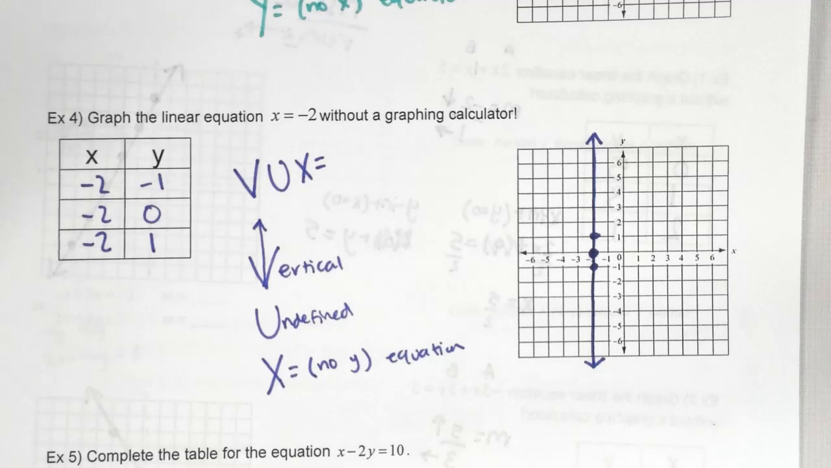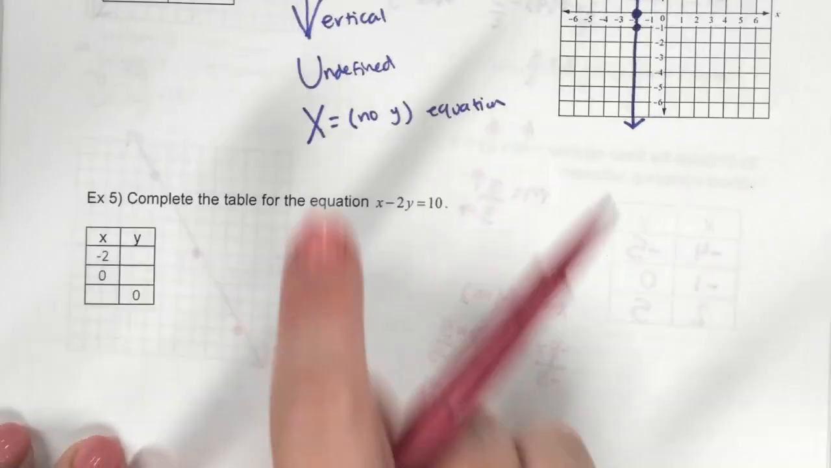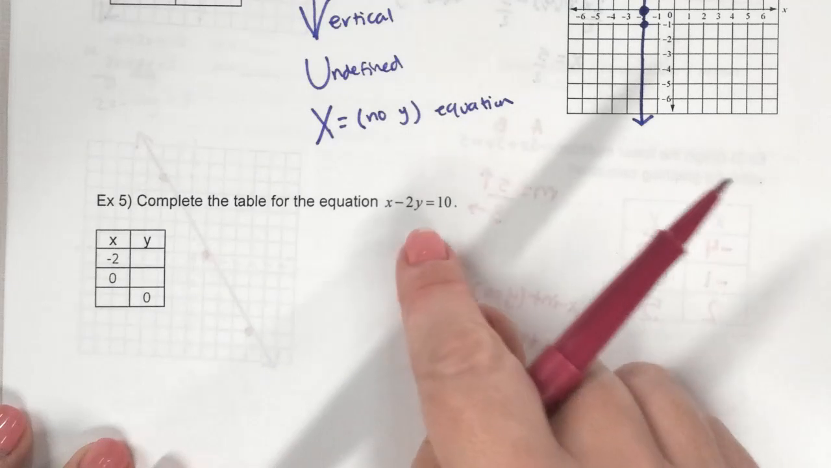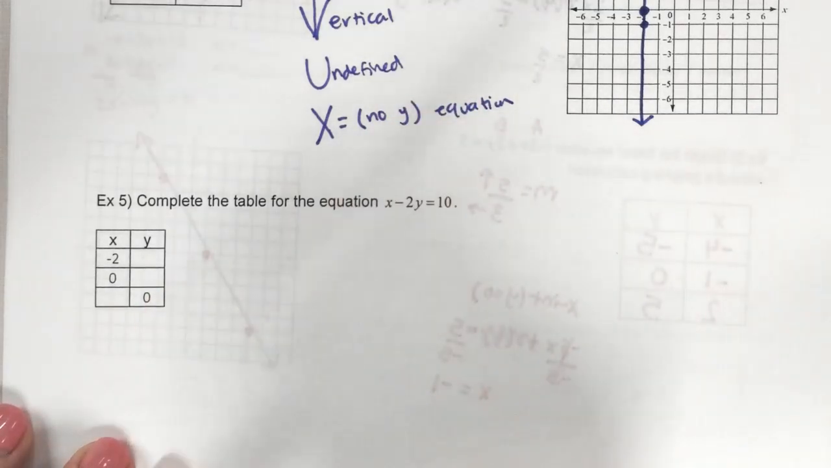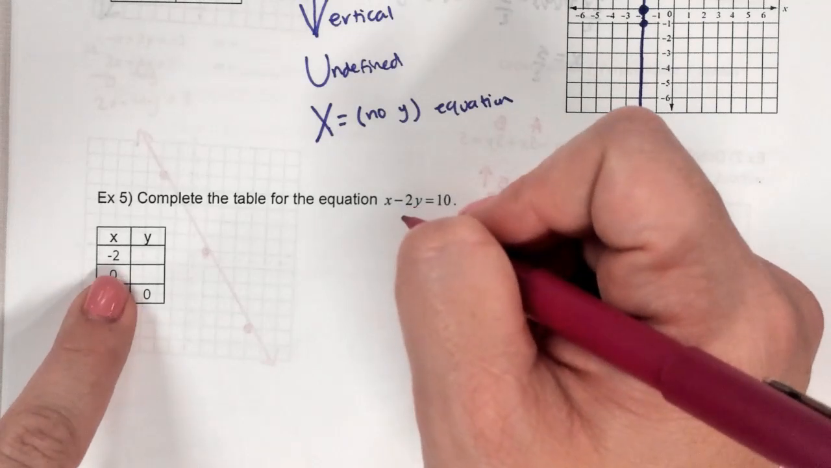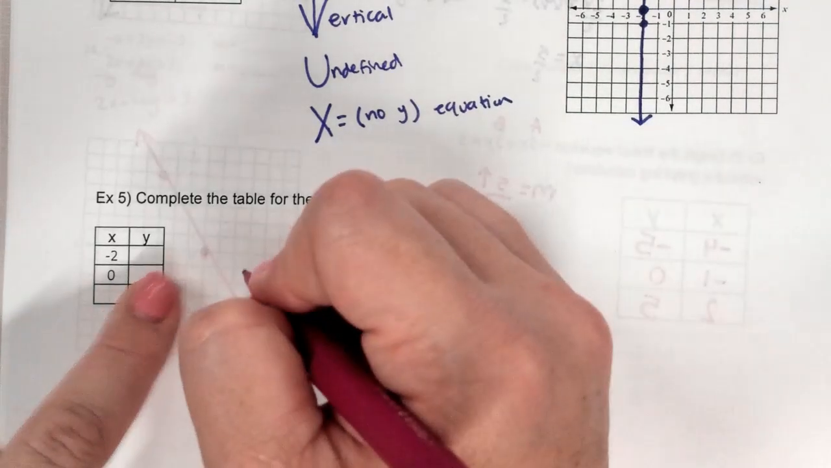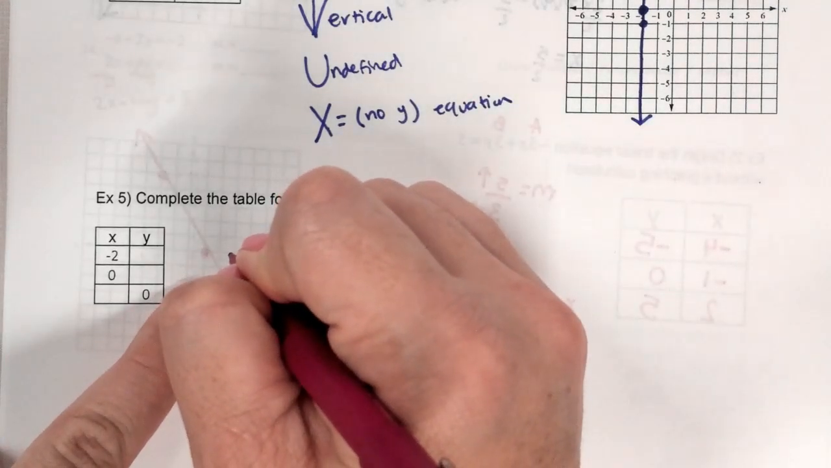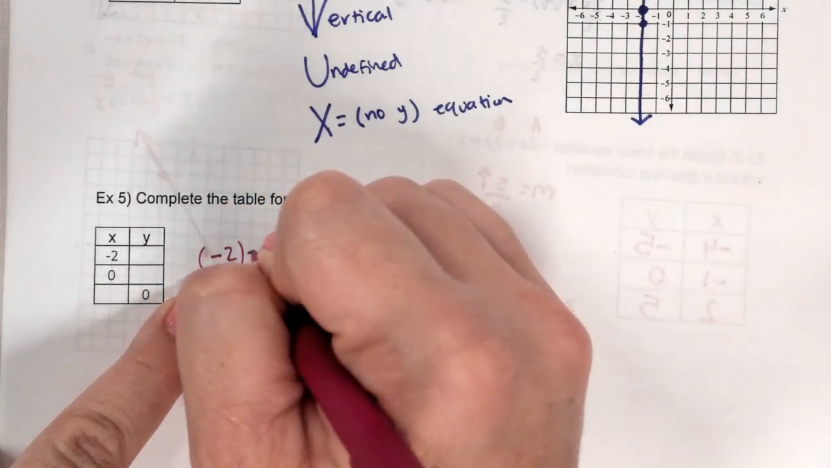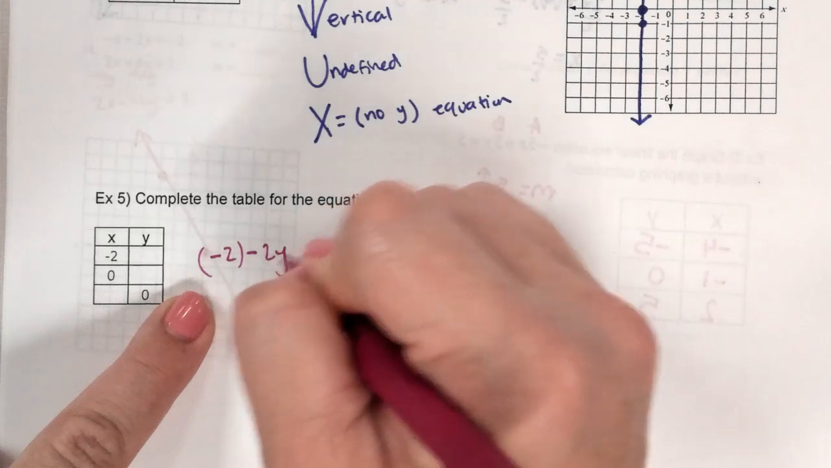Okay, last but not least, we're going to talk about plugging in a table without a calculator, because it's in standard form. Even if we used a calculator, you would have to solve for y to plug this in. But we're going to practice kind of what we did on the front. So first things first, we want to plug in x is -2 because we need to find the y. So if I'm looking for x is -2, I'm going to rewrite my equation, -2 minus 2y equals 10.